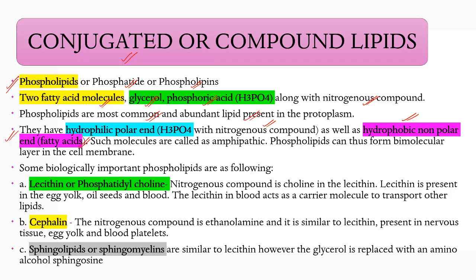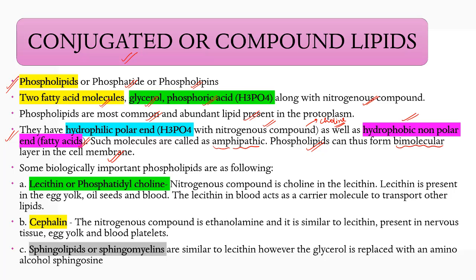So they have a hydrophilic polar end having H3PO4 along with nitrogenous compound. That nitrogenous compound can be choline or lecithin. And a hydrophobic non-polar end with fatty acids. Such molecules are called amphipathic molecules as they have two ends, both hydrophilic and hydrophobic. Phospholipids can thus form a bimolecular layer in the cell membrane.